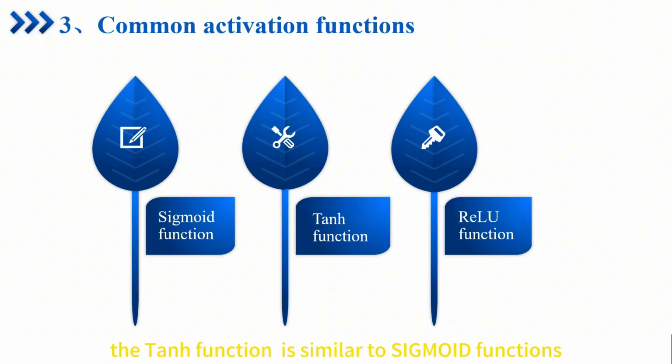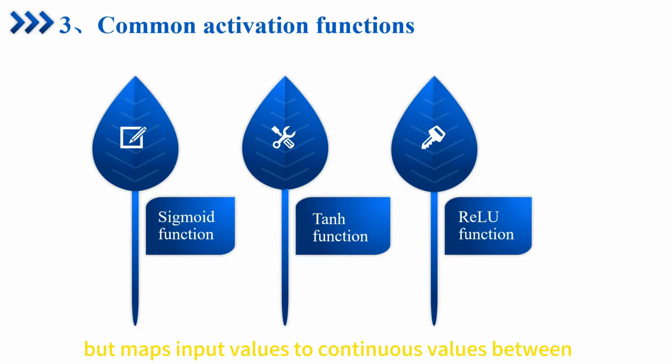The tanh function is similar to the sigmoid function, but maps input values to continuous values between -1 and +1, and is commonly used in hidden layers. Choosing the right activation function can help neural networks fit data better, improving model performance and accuracy. However, it is important to note that activation functions may also have some issues, such as vanishing or exploding gradients, which require reasonable selection and adjustment based on specific problems.